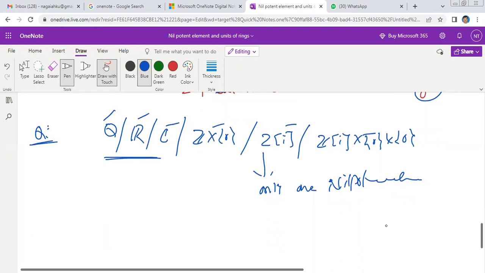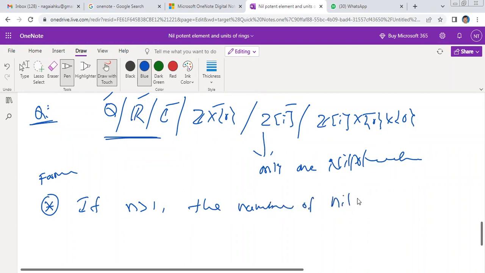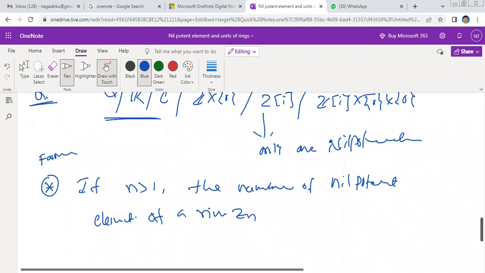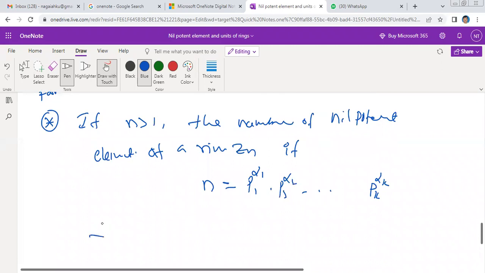I have put one more question, a formula, in your group. In general, you can calculate for Z8, Z4, Z6 or any other. This is the shortcut formula: if n is greater than 1, the number of nilpotent elements of the ring Zn, where n is of the form p1 power alpha 1, p2 power alpha 2, and so on, pk power alpha k, is what? The number of nilpotent elements.